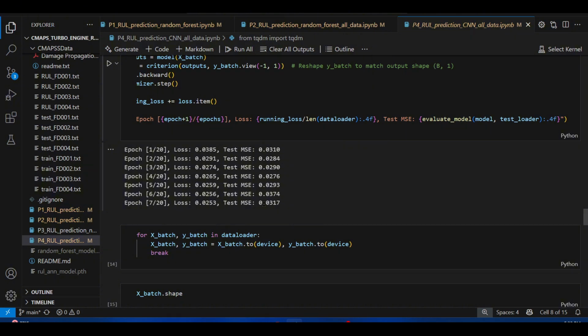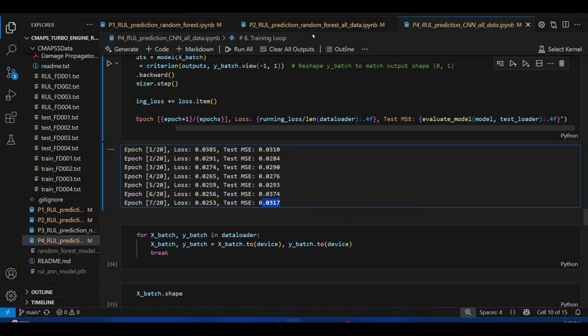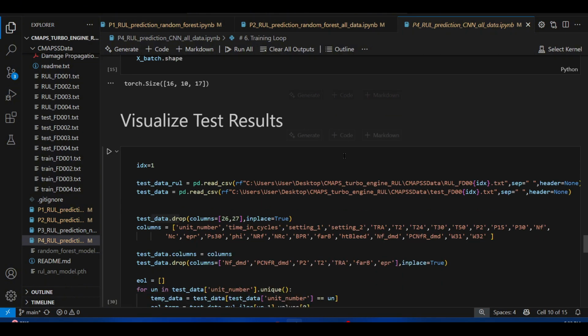And you see the mean square error is 0.031. It did not decrease much. Even when I ran it for 20 epochs at once, it did not decrease much. That's why I thought the better idea is just to use the random forest. It's very fast to train and gives the best result in my opinion.